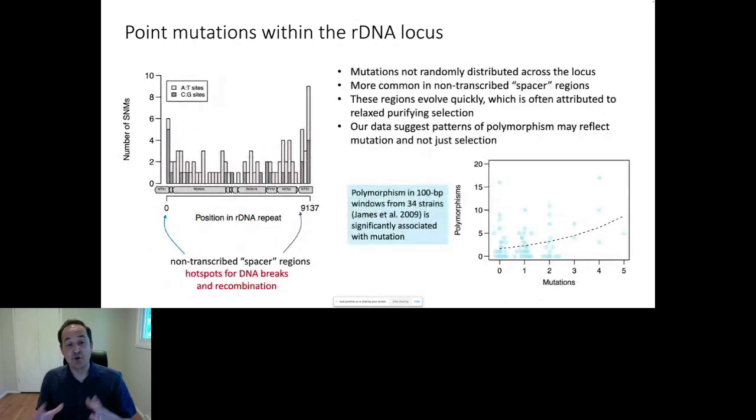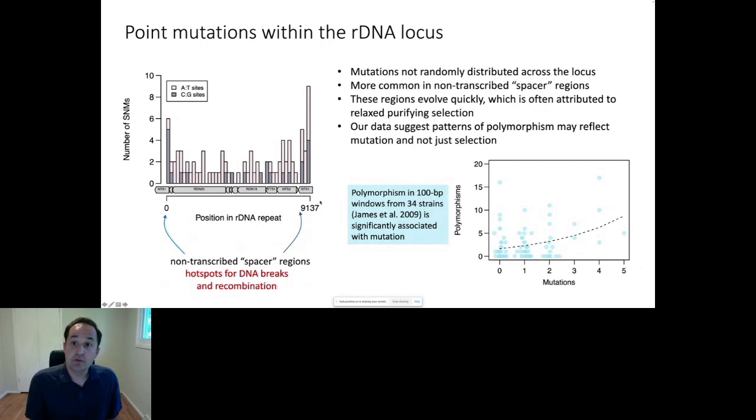Within this locus itself, we can also see some patterns of mutation. Here's another view of this region. This NTS1 is repeated on either side, so that's a break point between these copies. And these are the non-transcribed spacer regions.